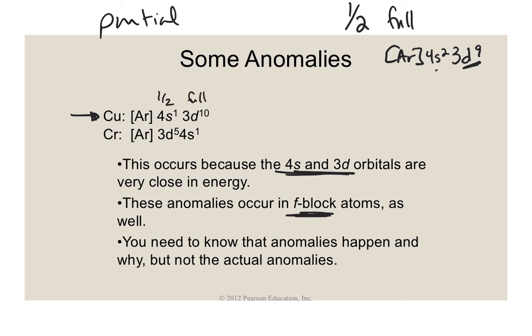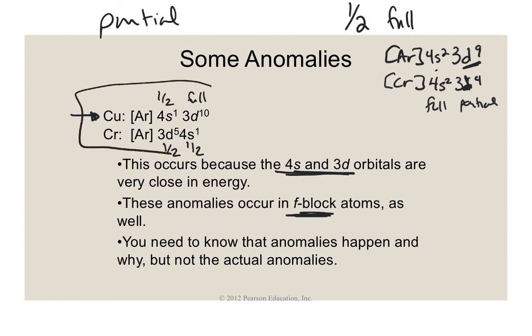Same thing with chromium. Chromium would normally be Cr 4s2 3d4. But again, by splitting them in half, we get a half full and a half full rather than a full and a partial. It's always preferable to have halves and fulls within the same sublevel there.